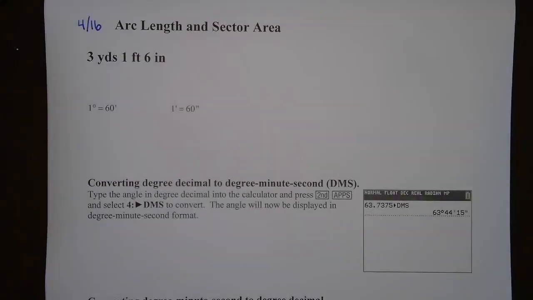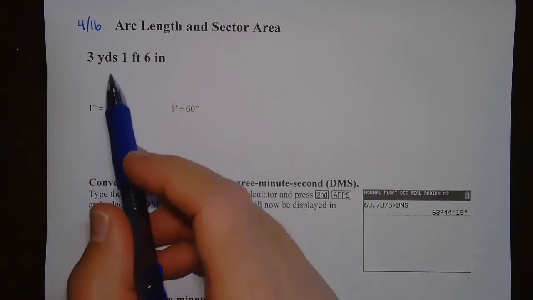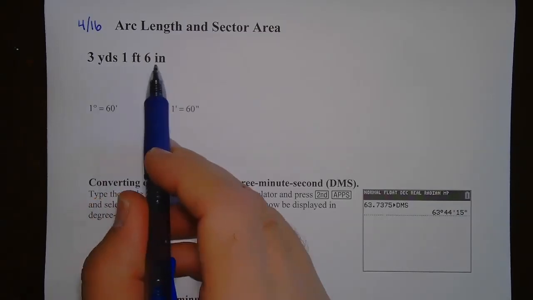So today is April 16th, and what we're going to be talking about is arc length and sector area. Before we get into it, I want to talk about converting between degrees, degrees decimal, and degrees minutes seconds. We'll talk about that in just a second, but before we do that, I want to look at these units.